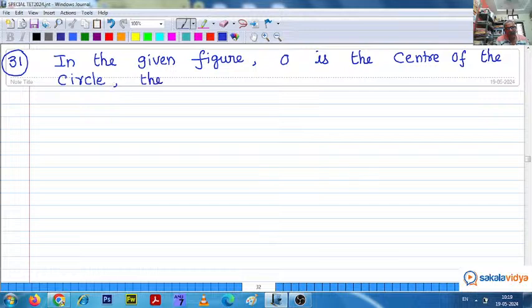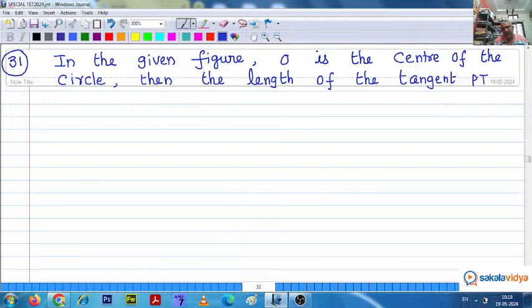Then the length of the tangent PT, in centimeters, is. This is the question. First, let us draw the figure now.